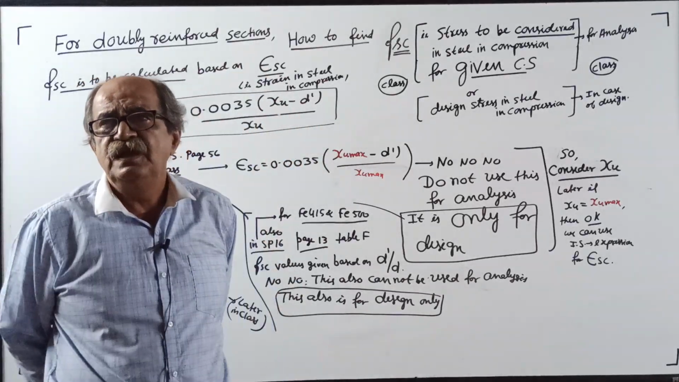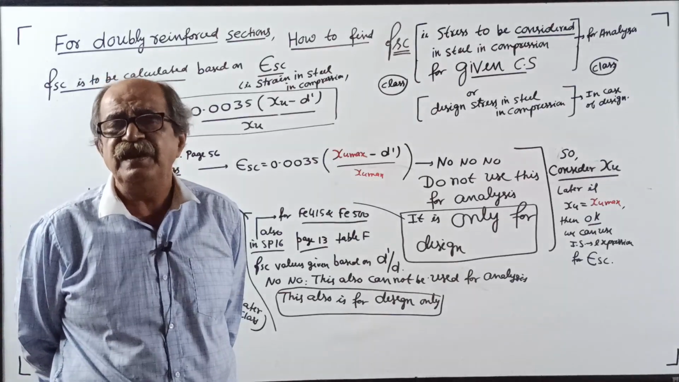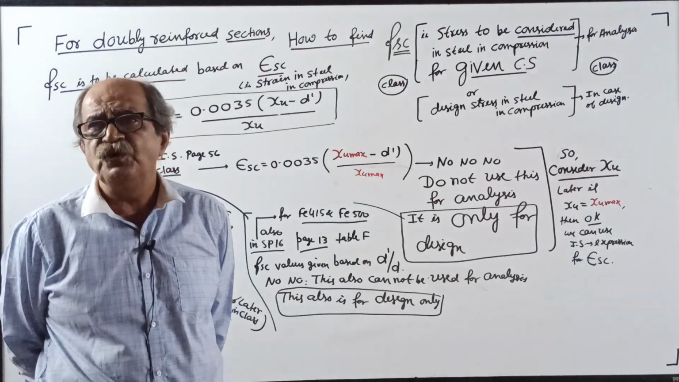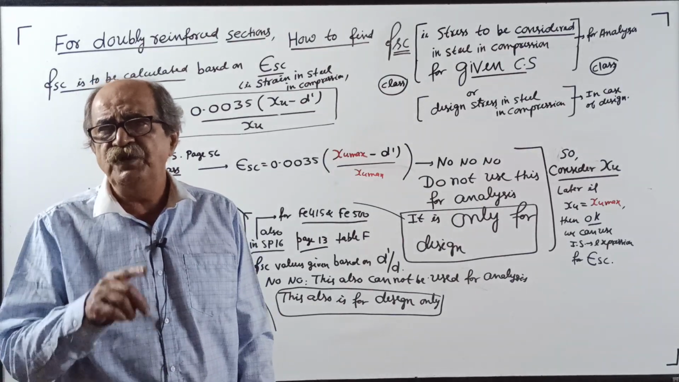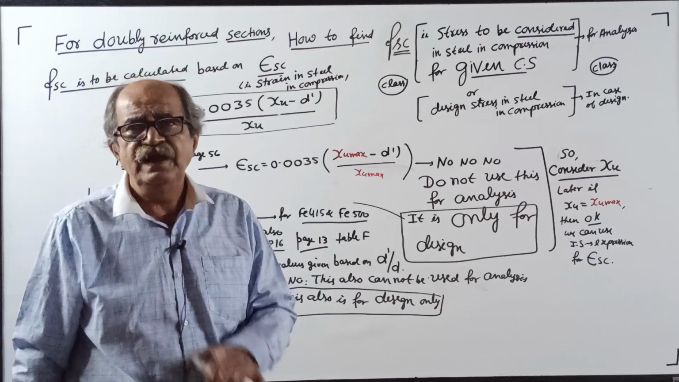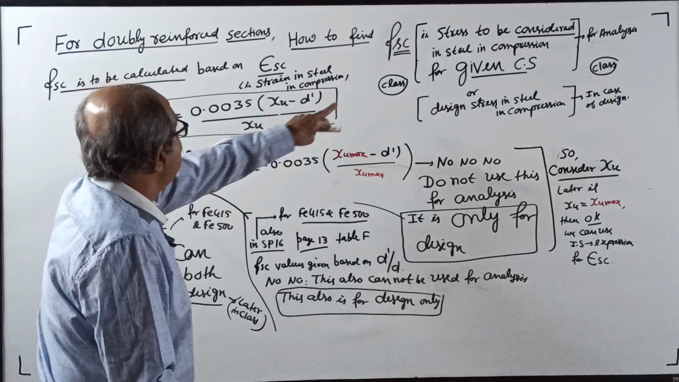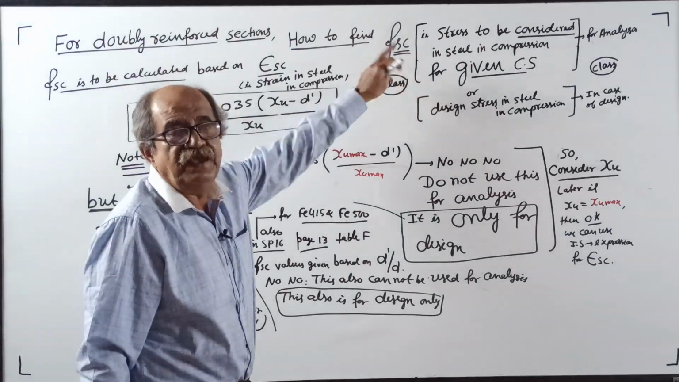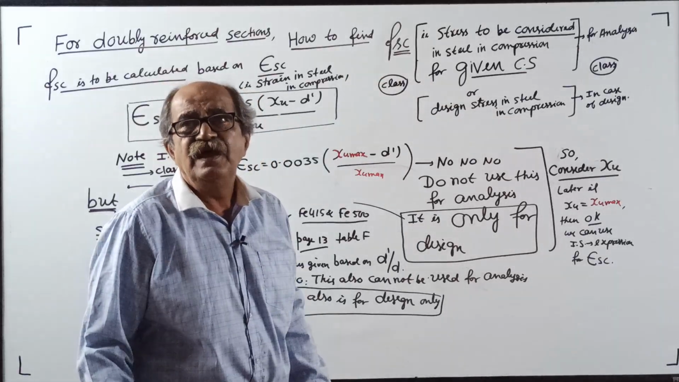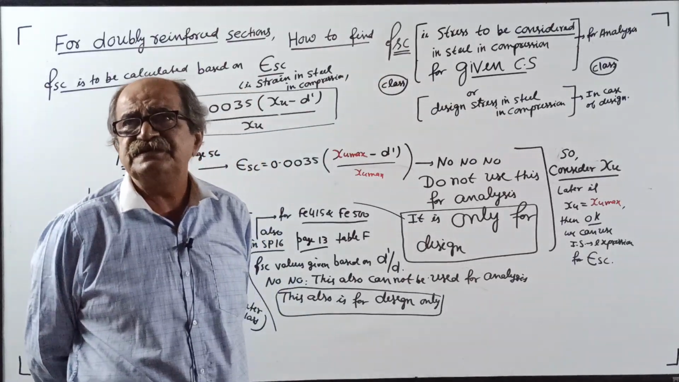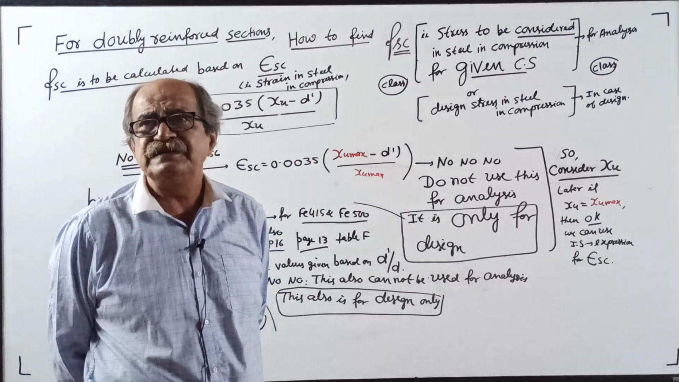First make a note. In case of analysis or later design of doubly reinforced sections by limit state method, we need, or we require, or we have to find a term called FSC. You write that way, FSC. F means stress. FST, you can tell, stress in steel in tension. In limit state method, it is 0.87 Fy.